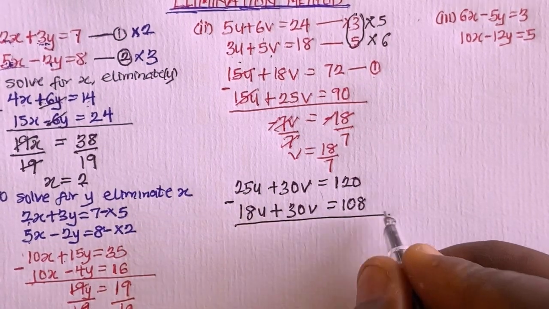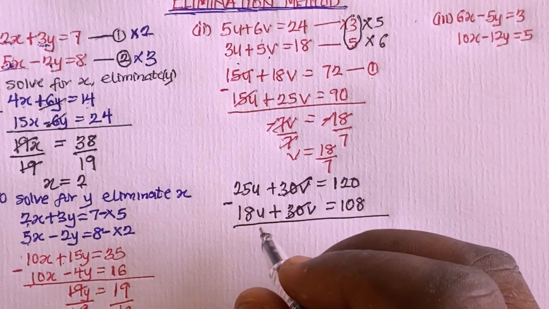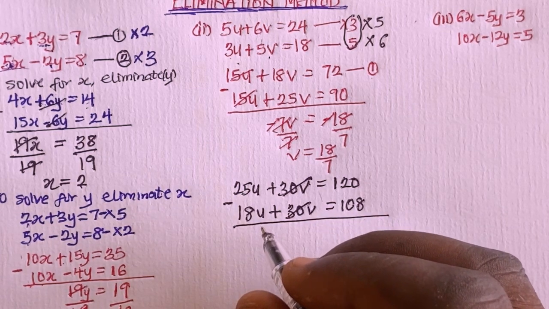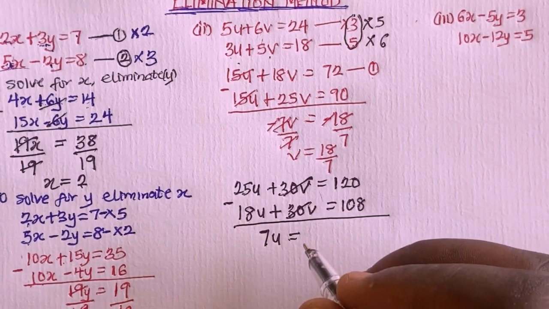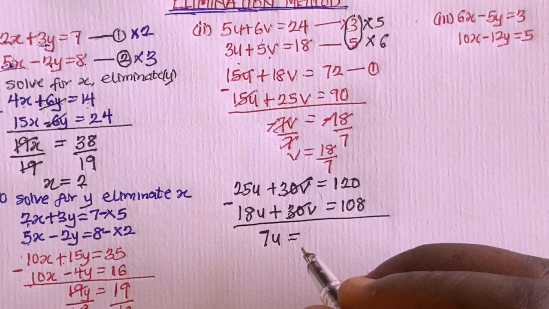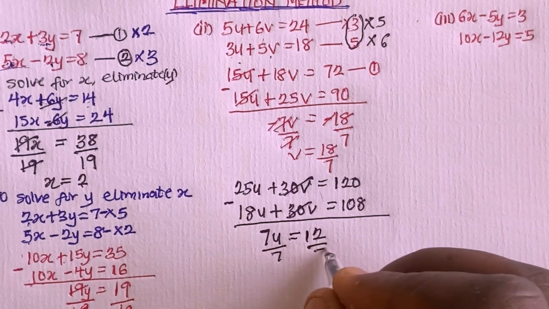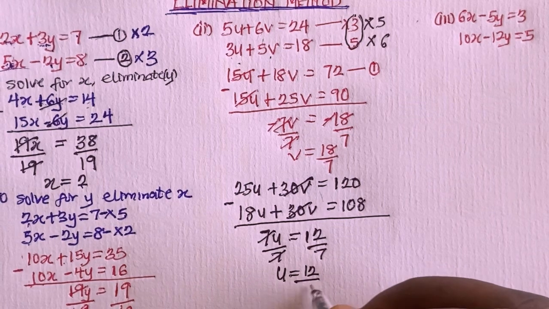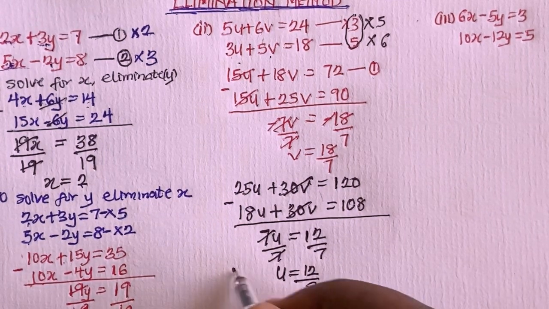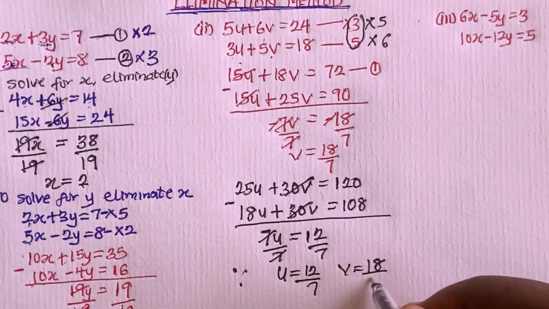Right? So here I can subtract, since both of them are positive. This and this will cancel out. Then I'm going to have 25 minus 18, that's giving 7, so this is 7u equals 120 minus 108, that's actually 12. So let me divide by 7. This cancels this. I'm going to have u equal to 12 divided by 7. So therefore u equals 12 divided by 7 and v equals 18 divided by 7.